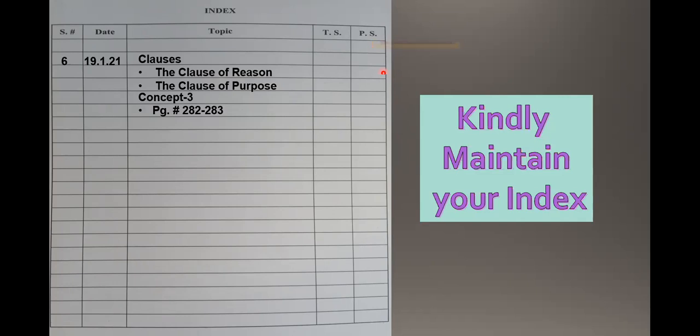Are you all writing the index? Hurry up and write the index, please. Everybody done with the index? Shall I move on?